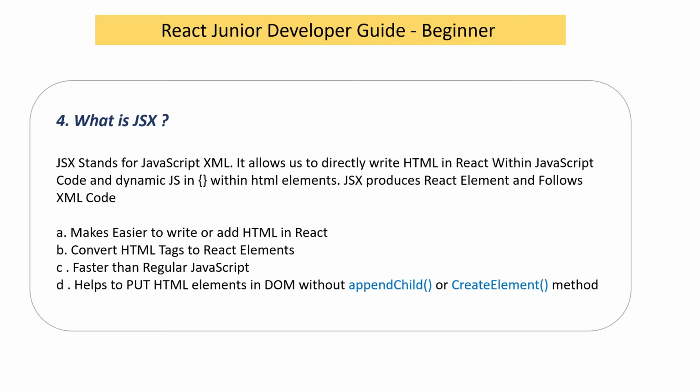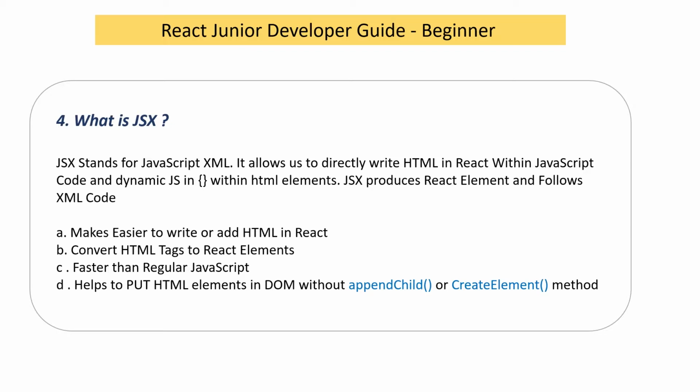And what is JSX? Because JSX is so important in React. So JSX stands for JavaScript XML. It allows us to directly write HTML in React within the JavaScript code. So everything in JSX is actually JavaScript, and you can write an HTML element, or in the HTML element you can write JavaScript, both ways. And it uses dynamic curly braces within an HTML element, like you can write some h1, h2, and within this you can add JavaScript code to it.